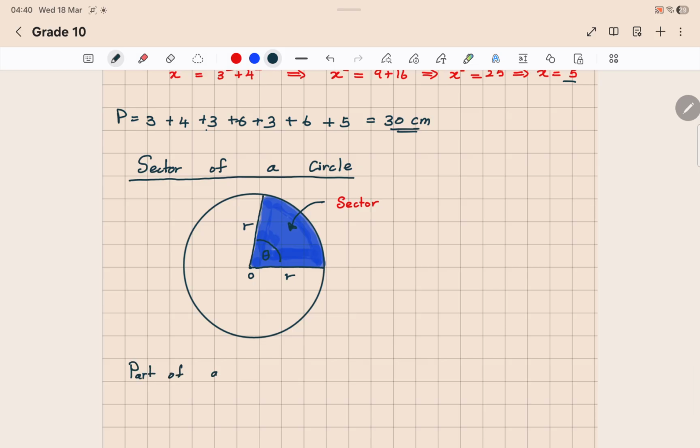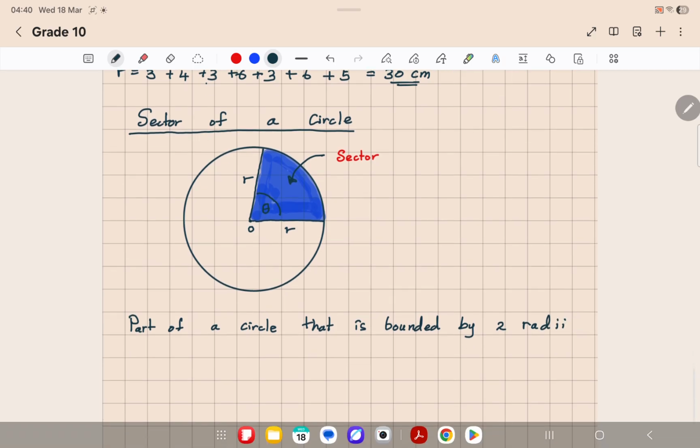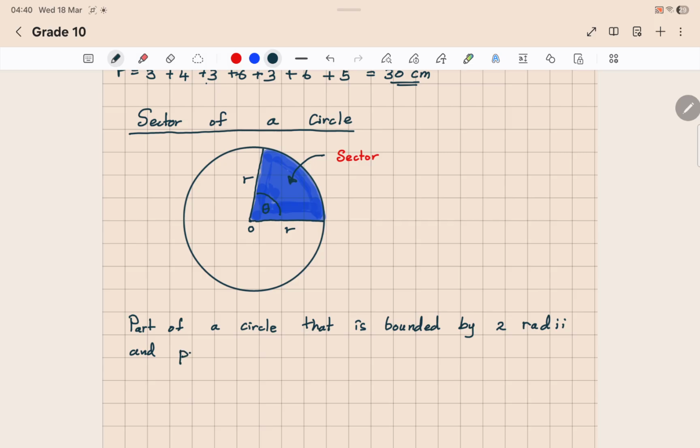Part of a circle that is bounded by two radii and part of the circumference is called a sector of the circle. Sector of a circle.